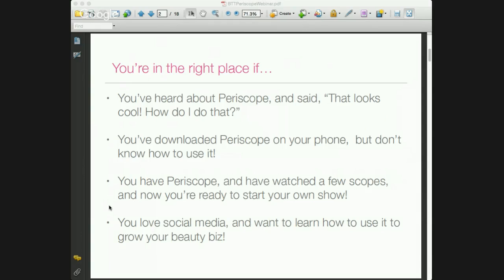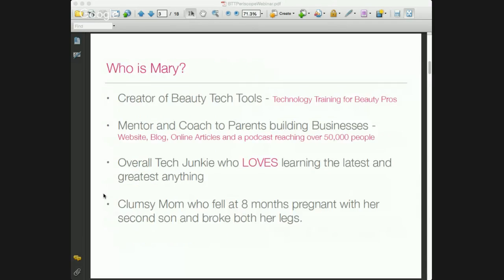Or maybe you're in the right place if you just love social media and want to learn how to use it to grow your business. Because social media isn't just about being social with friends and family. It really is about being social. If you have a business, it's about being social with your audience, with your potential customers. So if that's you, you're in the right place. Yay!